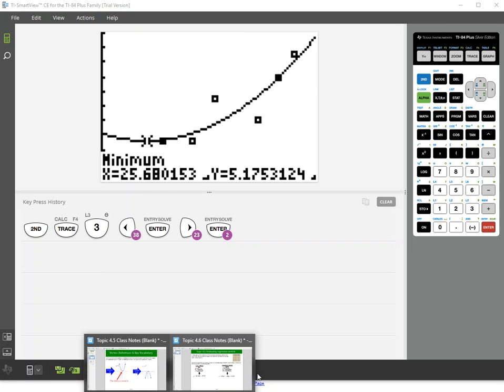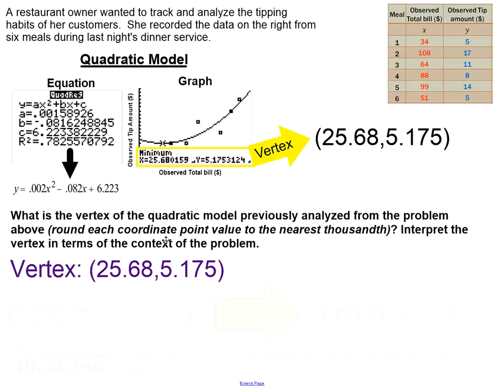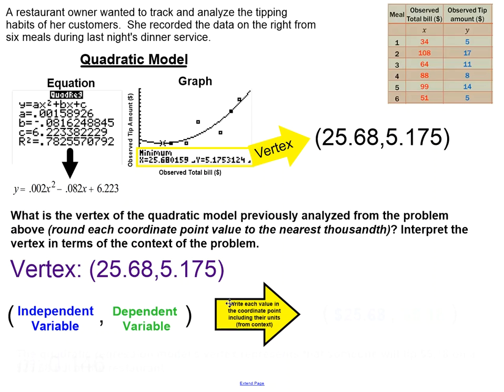Okay. Back to the actual question and context here. So we know that our vertex is this coordinate point. Now, how do we frame a coordinate point in the context? Well, it's two values, it's two numbers. What do they mean? They're matching, right? This is a situation where there is an input and an output. But basically, think about this as the independent variable, comma, the dependent variable. So what you want to do is write each value in the coordinate point, including their units from the context.